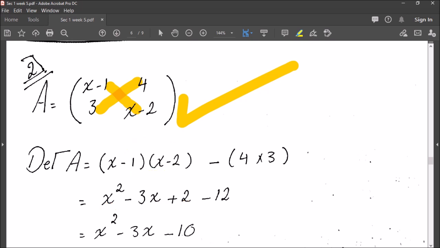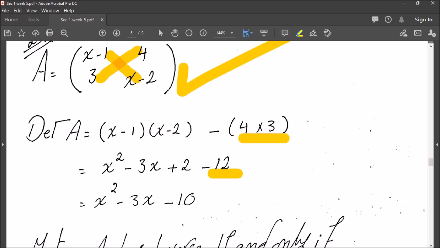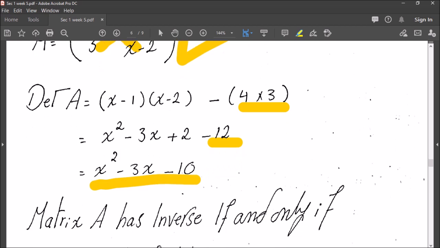Minus 12. Where does the 12 come from? It comes from 4 multiplied by 3. So our final equation will be x squared minus 3x minus 10. So we need to set our equation equal to 0 to find the values of x that make our determinant equal to 0, and then we neglect them.